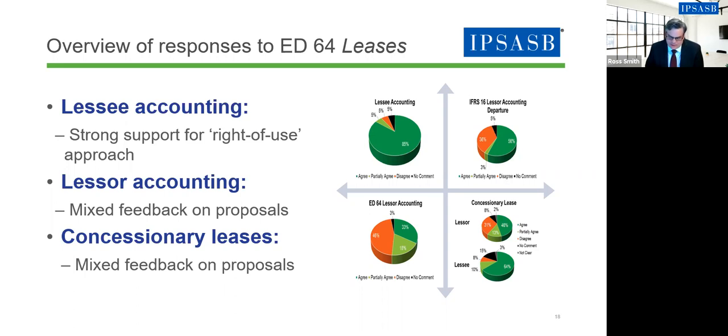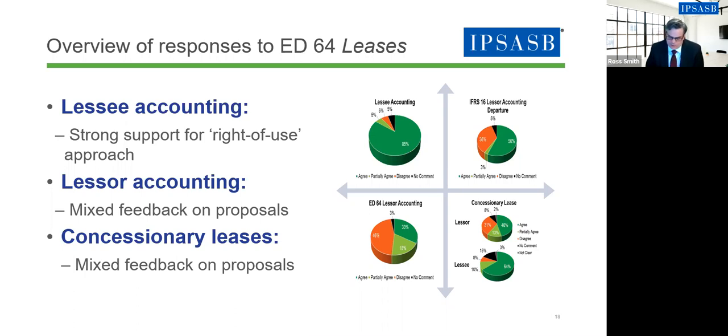Together with that, there was a lot of pushback on the proposals we had in ED64 on dealing with concessionary leases for both the lessee and lessor. That really impacted and drove the board's approach to take forward the project. The board really did step back and look at the different options it could have taken. On balance, what it agreed is the approach we're talking about today, where ED75 would land the lease accounting model, consistent with IFRS 16, but these public sector specific issues, principally concessionary leases, would be taken forward in a future phase of the project once the lease accounting model had been landed.